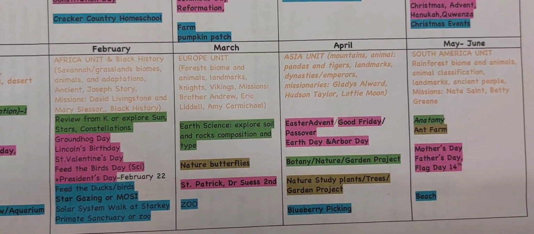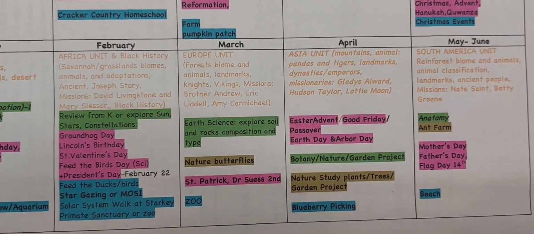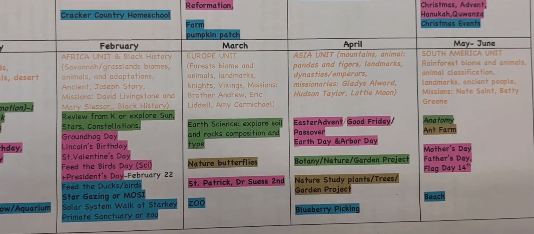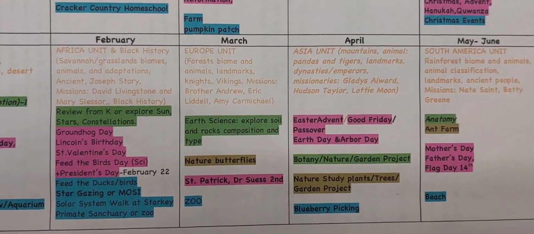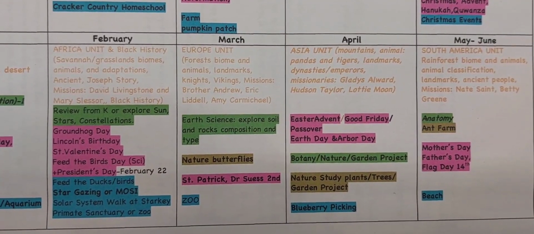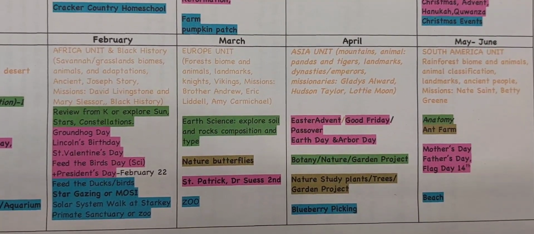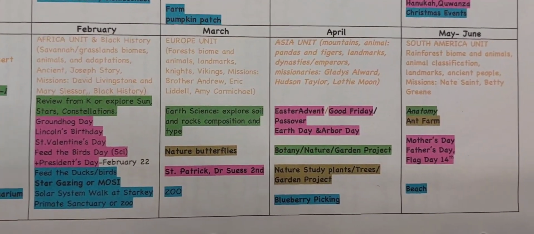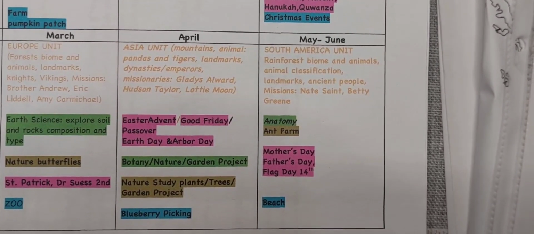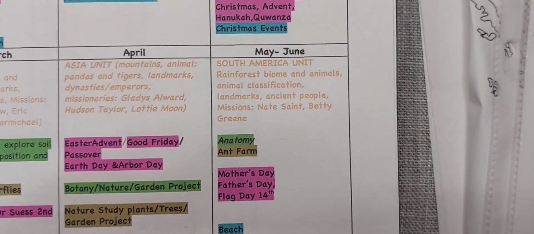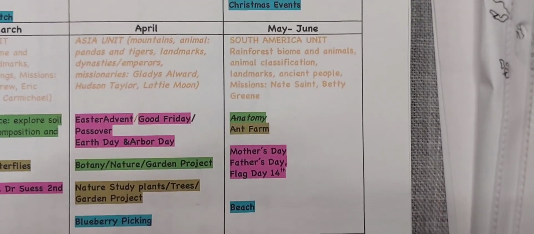Okay, March is Europe. And I thought Europe makes sense because March is also St. Patrick's Day and he was a missionary in Europe. And so, of course, your holiday is St. Patrick's Day, also Dr. Seuss Day. For science, you can do earth science, geology, exploring soil and rocks. And it is also a good time to maybe choose to go to the zoo if you want to and you have zoo passes. All right, April, Asia unit. I'm like, Asia, April.